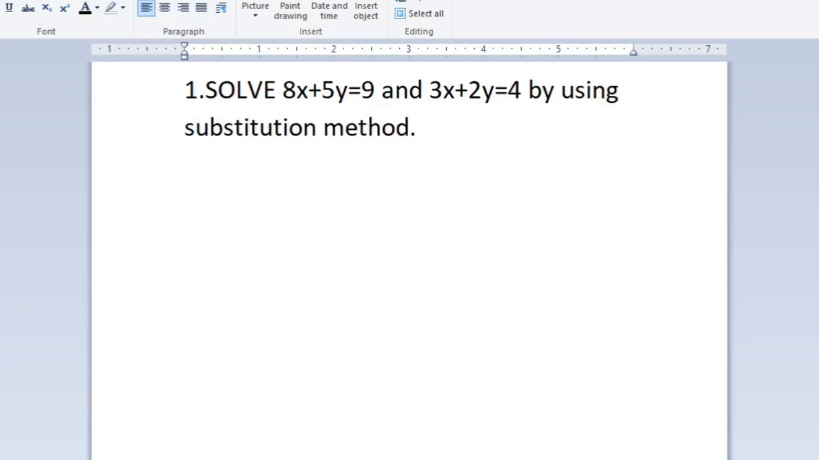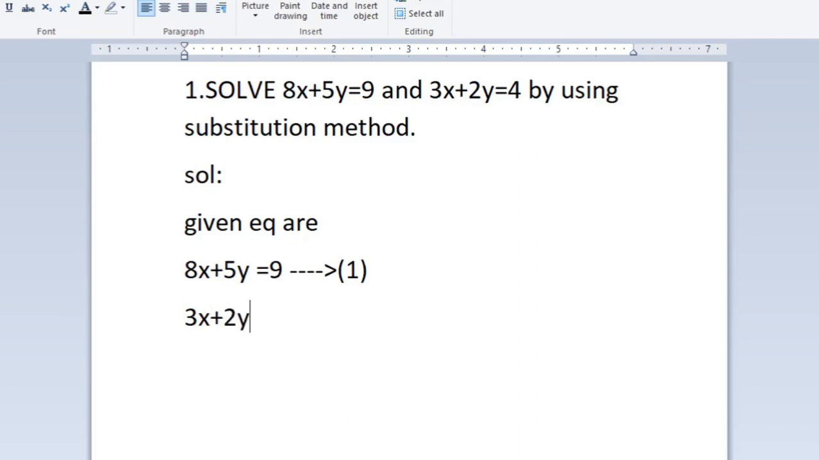Now come to the solution. You have to write down the given two equations as it is. The given equations are 8x plus 5y is equal to 9. It can be taken as 1. Then the second one is 3x plus 2y is equal to 4. It can be taken as the second equation.